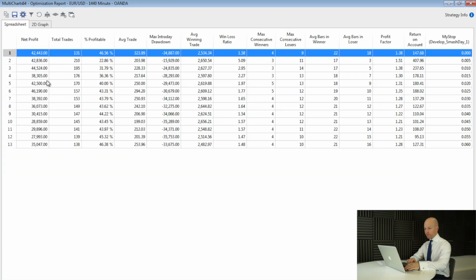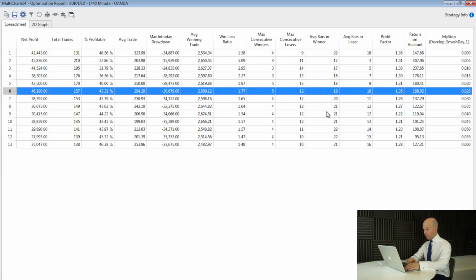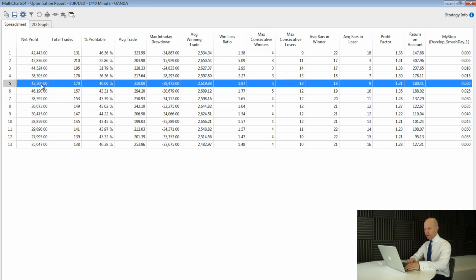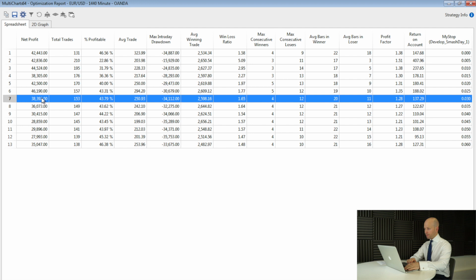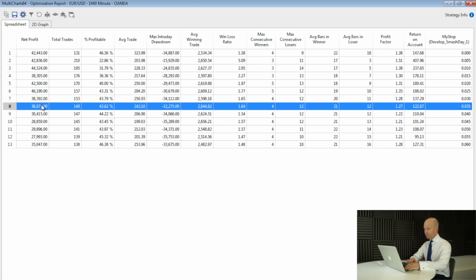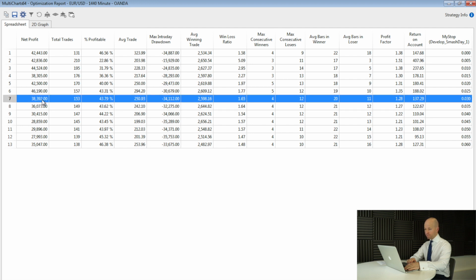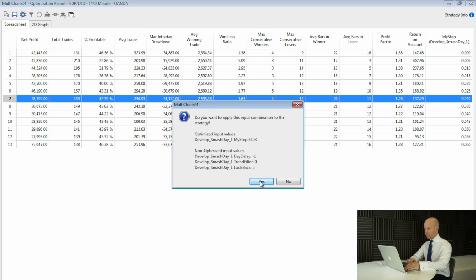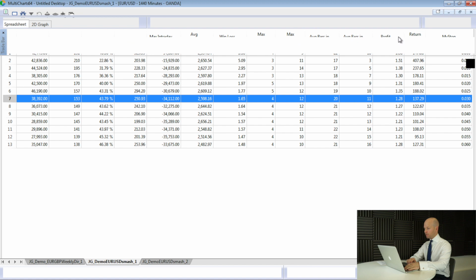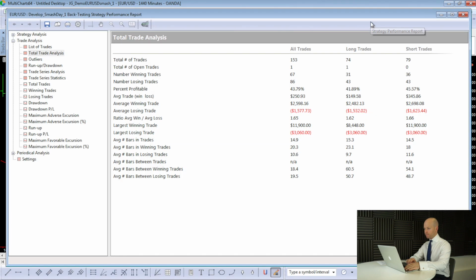Looking at the net profit, the best is actually at 250 pips, that's 0.025. Below that at 200 is pretty good. Above that at 300 is pretty good. Above that 350 is pretty good. I'd be more happy around about 300. So I'm going to select a 300 pip stop loss and look at the results to see what that's like.